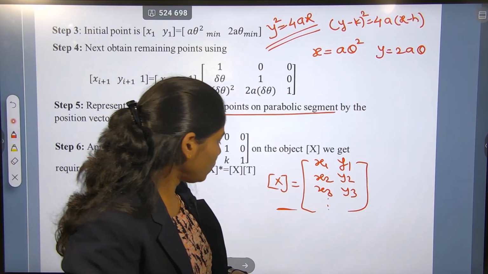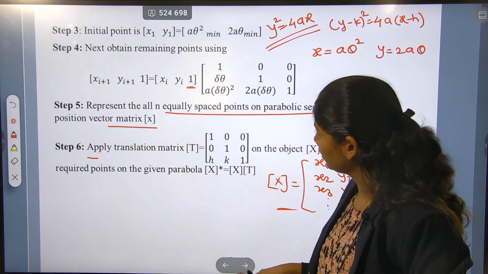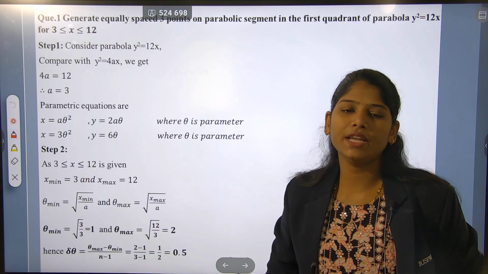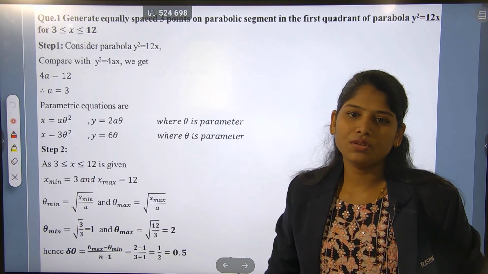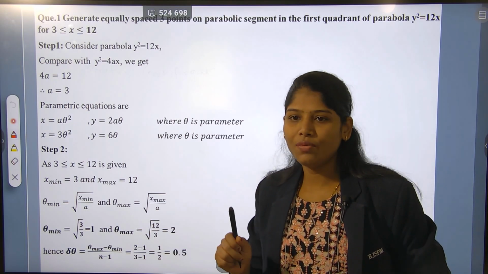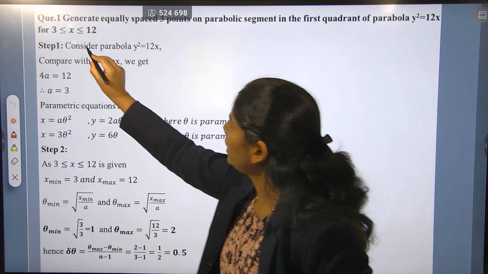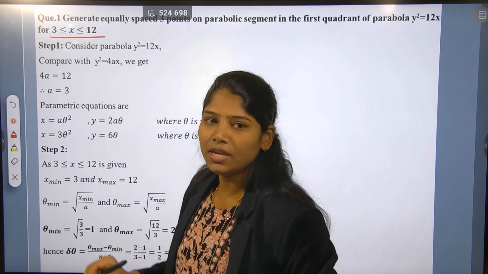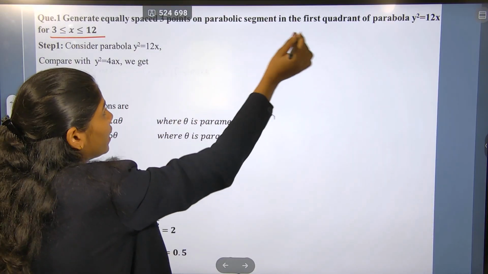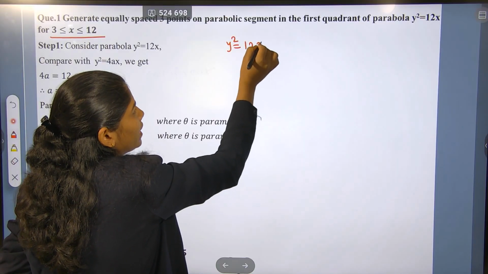Okay, so here we can see by one example. Question is: generate equally spaced 3 points on the parabolic segment in the first quadrant of parabola. Equation क्या दिया है आपको, y square is equal to 12x and x range is given 3 less than or equal to x less than or equal to 12. So first of all write down the given equation y square is equal to 12x.